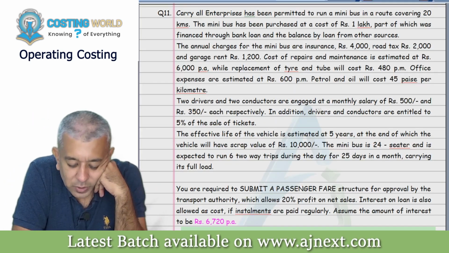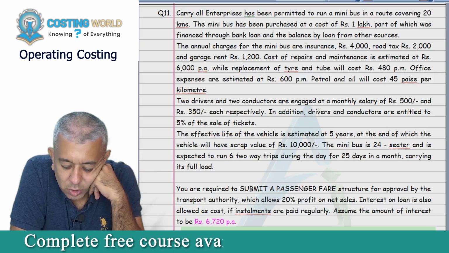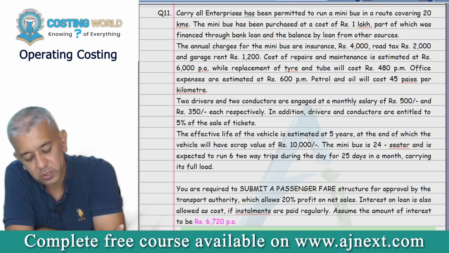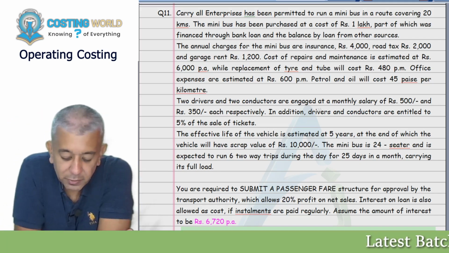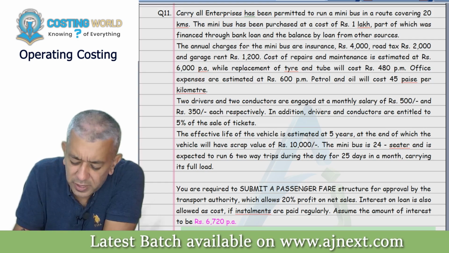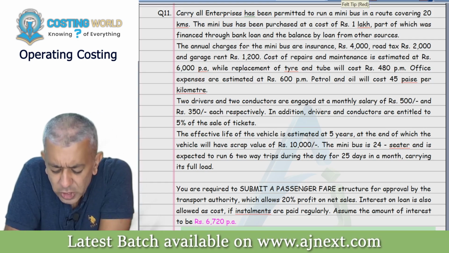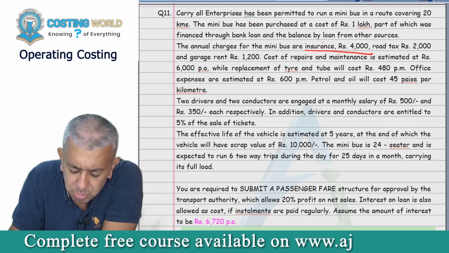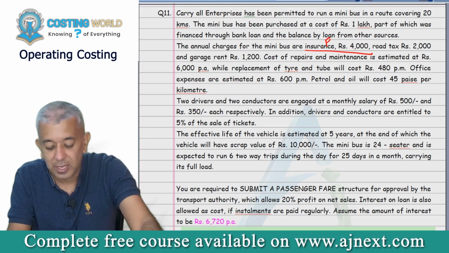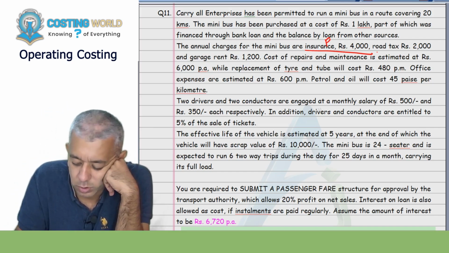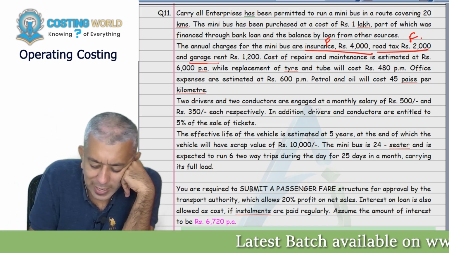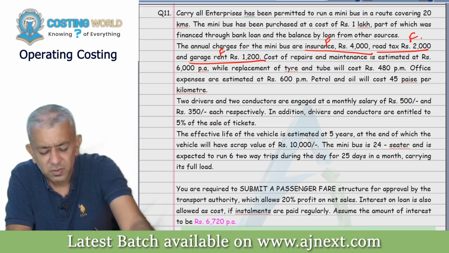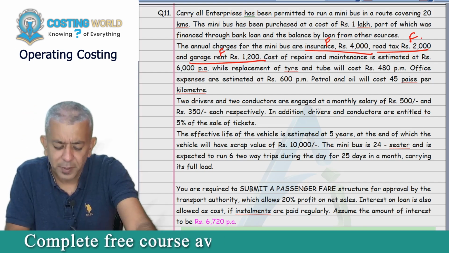Further, the minibus has been purchased at a cost of 1 lakh, part of which is financed through bank loan and the balance by loan from other sources. Now we are going to categorize all the costs from the beginning itself, it will be far better. Annual charges for the minibus are insurance for 4,000. Tell me, fixed or variable? Fixed. Then road tax 2,000. Fixed. Garage rent 1,200. I guess fixed only, no? Then cost of repairs and maintenance?